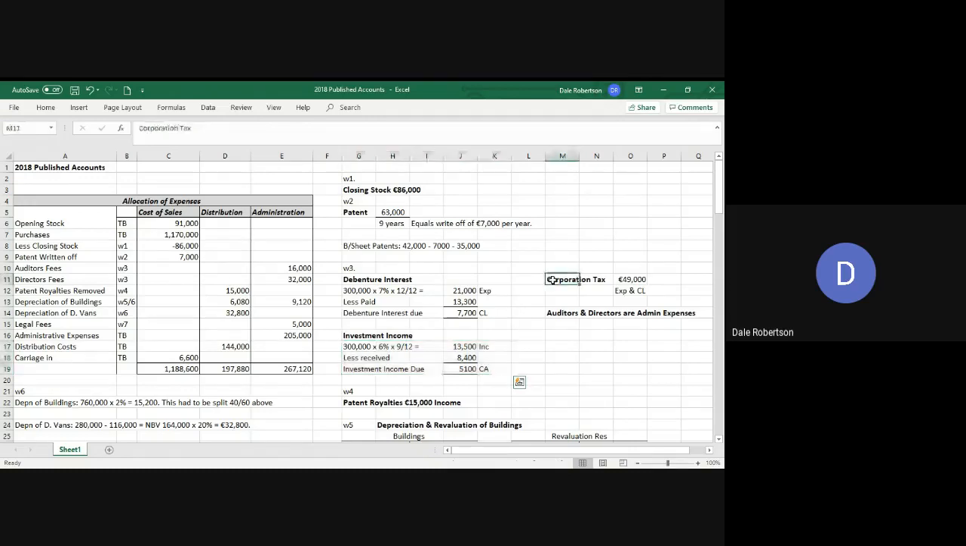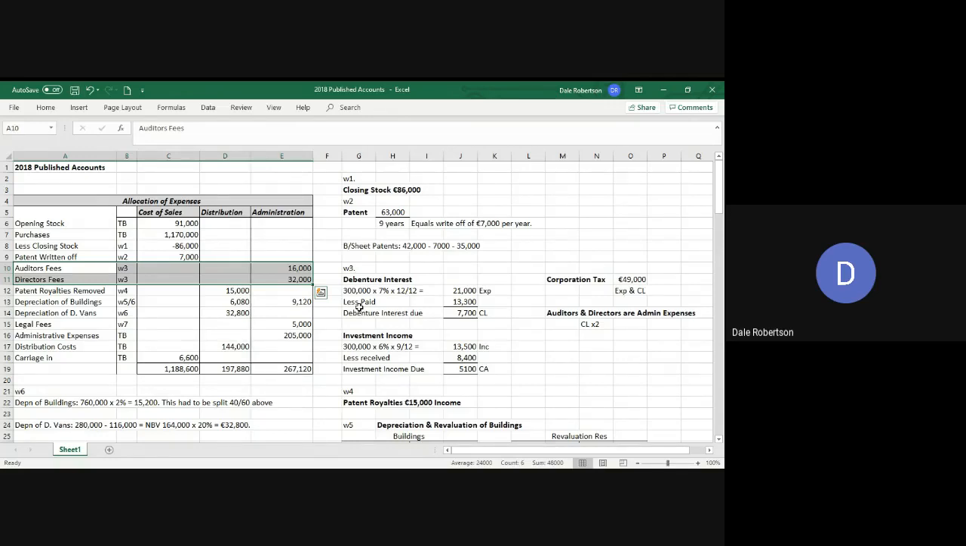Now, the corporation tax, we don't need to do anything with it except know where it goes. It is an expense, but it has its own place in the profit and loss account, and it is also a current liability. And then these auditors and directors, well, they are both administration expenses, and they both also are current liabilities. I'm going to put in current liabilities by 2 there. So over here, we can say, okay, both of you guys need to go into the administration expenses. 16,000 we pay our auditors, and 32,000 we pay our directors, and they can go in.